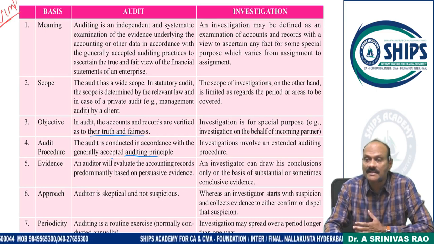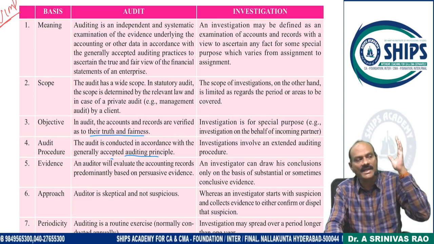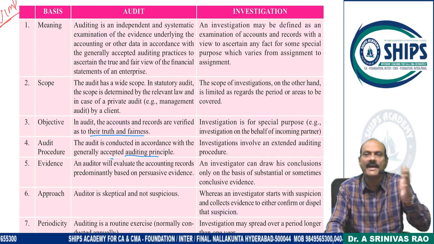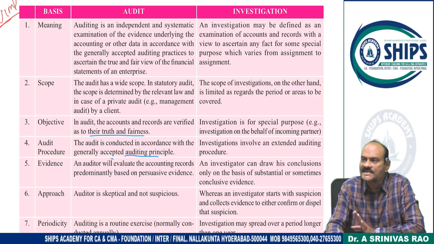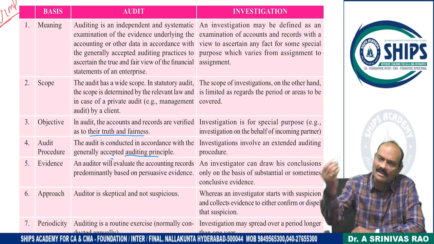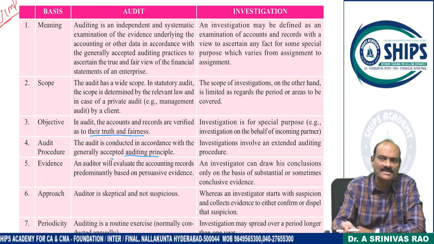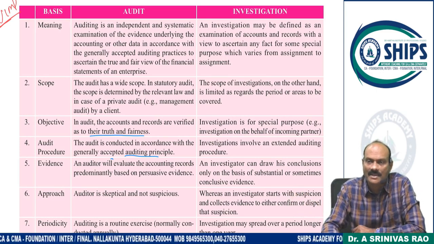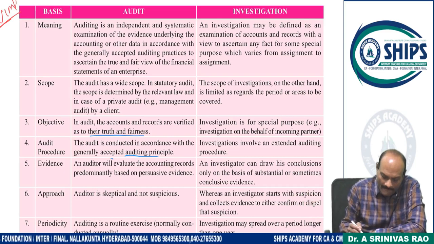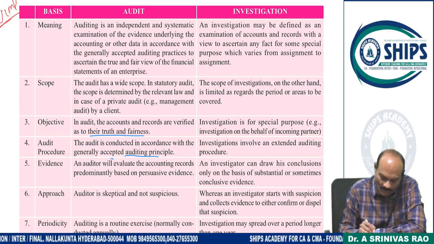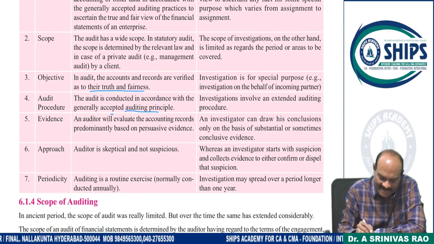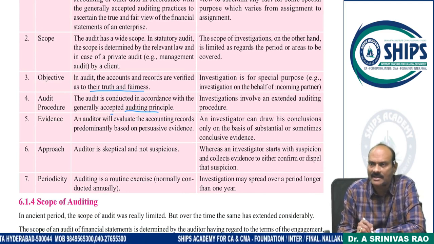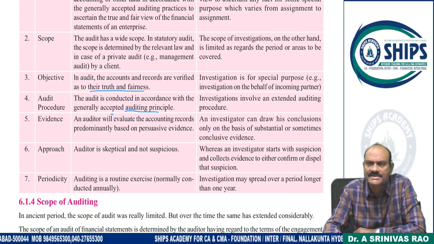He will expect that management has the highest integrity and that things are going to happen in an orderly manner. He never suspects. While doing the audit, if he comes across any irregularities like errors and frauds, he will report. That's why it is a secondary objective, not a primary objective. And auditing is a routine exercise, normally conducted annually. An audit will happen once every year.